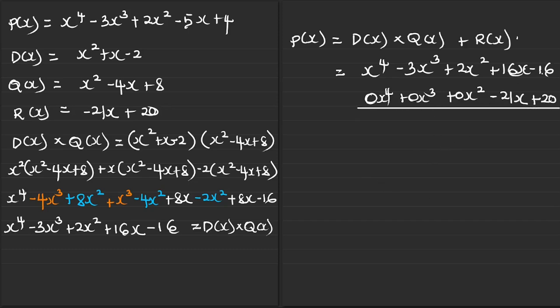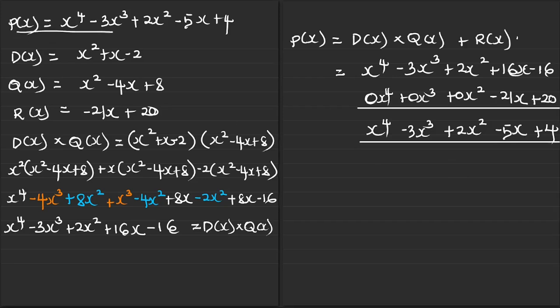Now let's add. Negative 16 plus 20 gives us a 4. So we have our 4. Then 16x minus 21x gives us a negative 5x. What we have here, 2x squared plus 0x squared, still maintains the 2x squared. Then negative 3x cubed plus 0x cubed, we have negative 3x cubed. Then finally, x to the power 4 plus 0x to the power 4 gives us x to the power 4. This is what we have left.